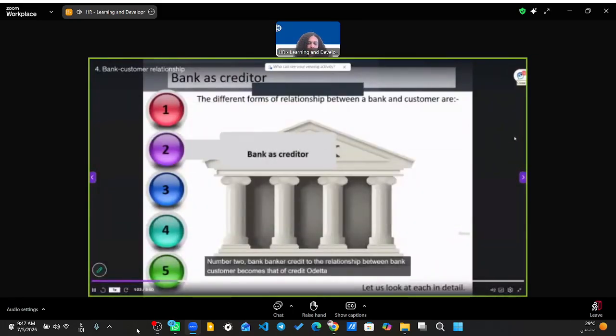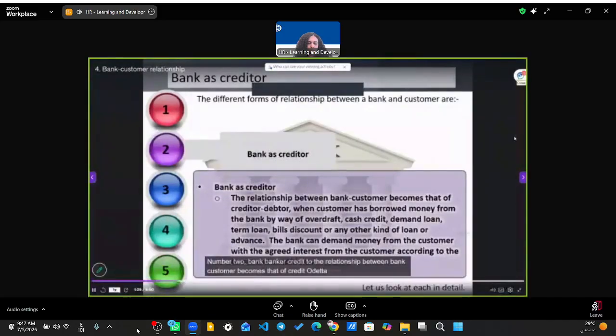Number 2, bank as creditor. The relationship between bank customer becomes that of creditor-debtor when the customer has borrowed money from the bank by way of overdraft, cash credit, demand loan, term loan, bills discount or any other kind of loan or advance. The bank can demand money from the customer with the agreed interest according to the terms and conditions.